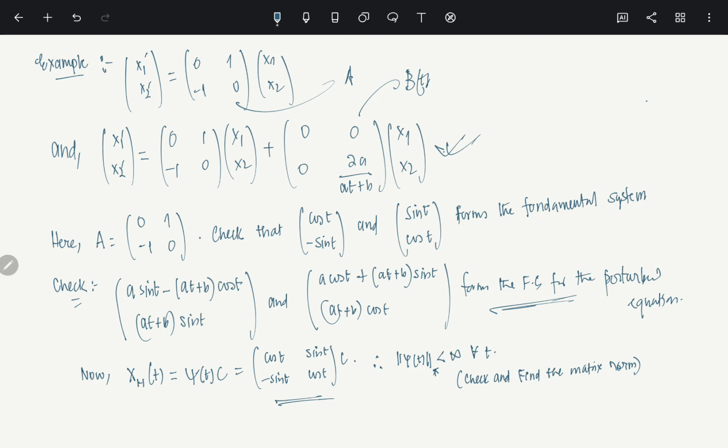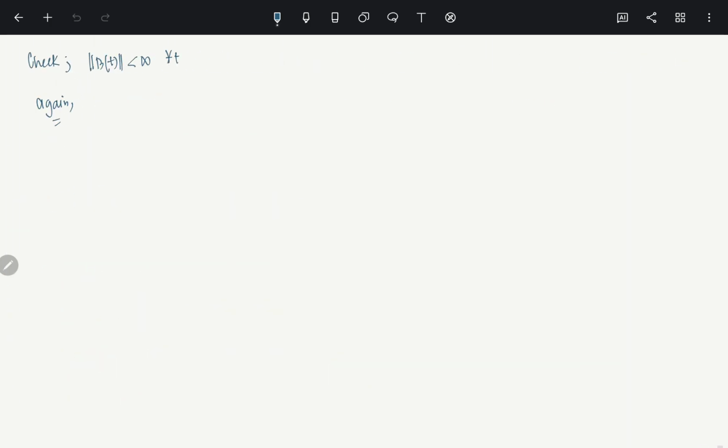Now what happens if I ask whether all solutions of this problem go to 0 or not? How do you find it? What you do is you find out that all solutions of the original equation must go to 0, and then the norm of P(t) must go to 0. Anyway, let's just find out what it is.